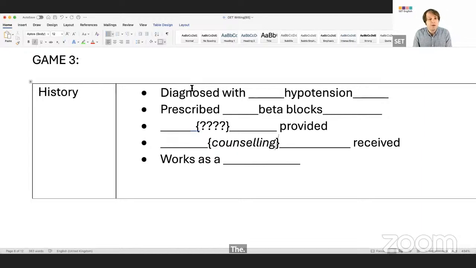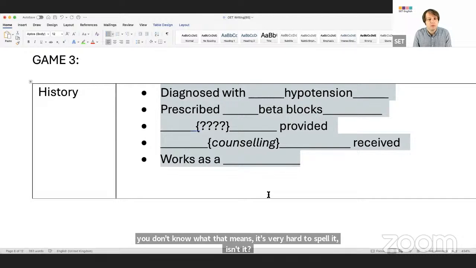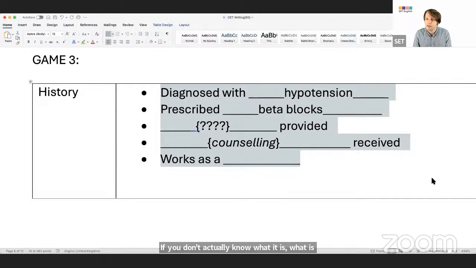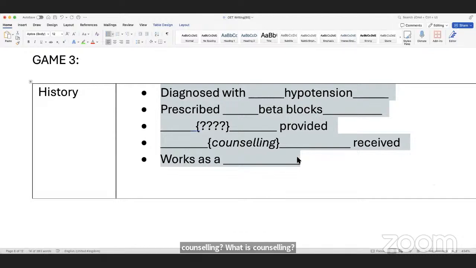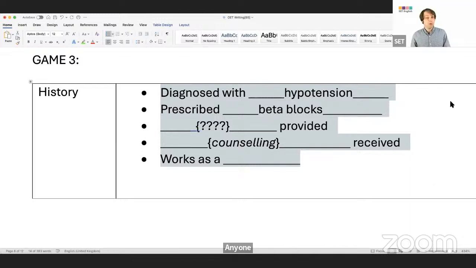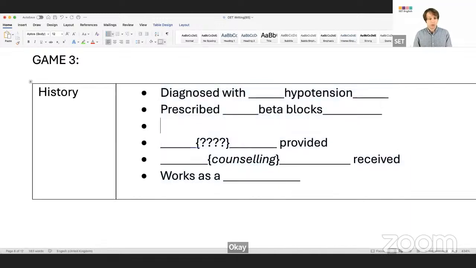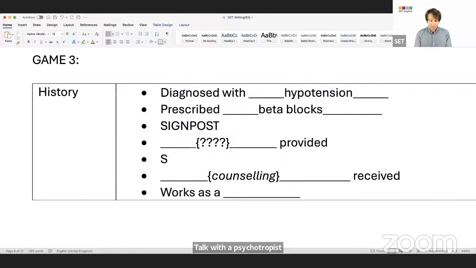Was there any signposting here, guys? No. So again, it was a little bit more difficult, because if I had put a signpost here, I think you would have found this one easier. And if I had put a signpost here, I think it would have been easier to get counselling. Okay. All right. Final thing. What's the answer for this?